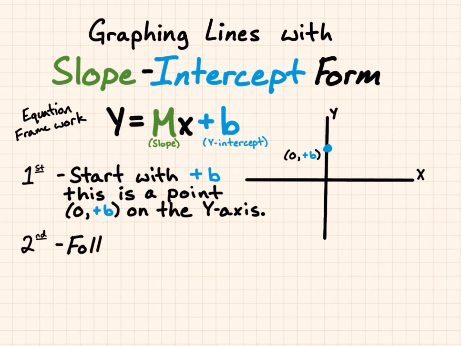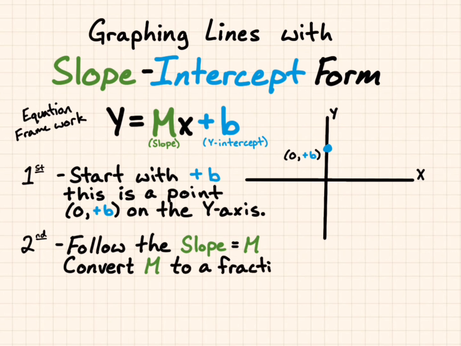Second, follow the slope. That's equal to the m value. Now, if it's not written as a fraction, you're going to want to convert it to a fraction. You'll have a fraction bar. On the top is going to be the change in y. We think of that as our rise. And on the bottom, we'll have our change in x. That's our run. Think of rise over run.